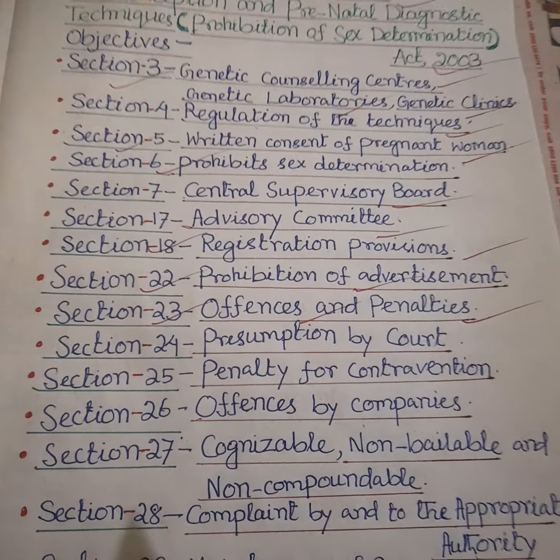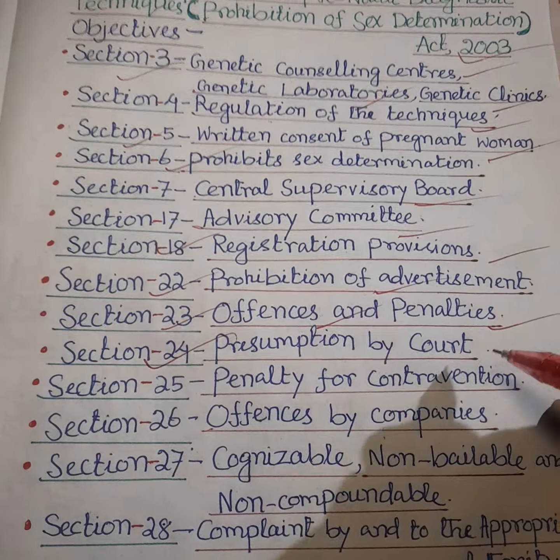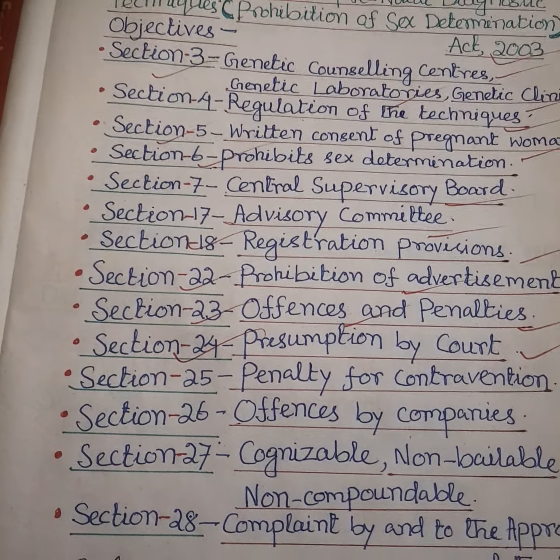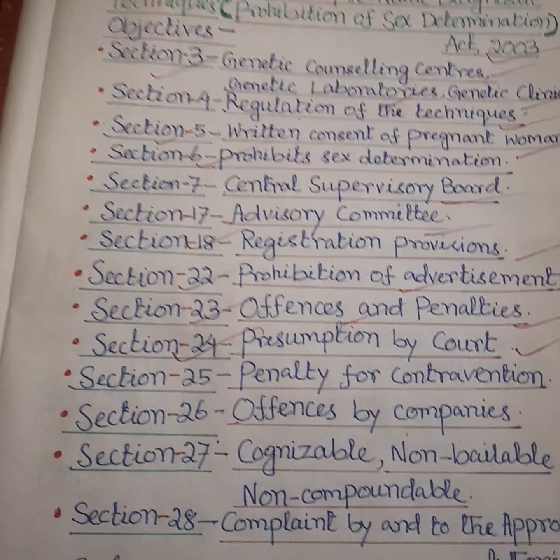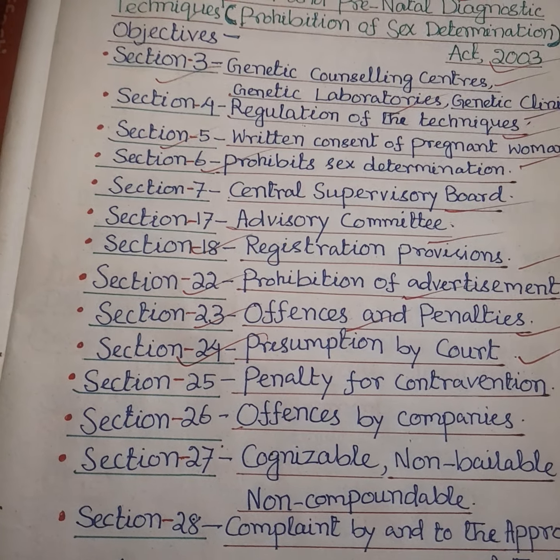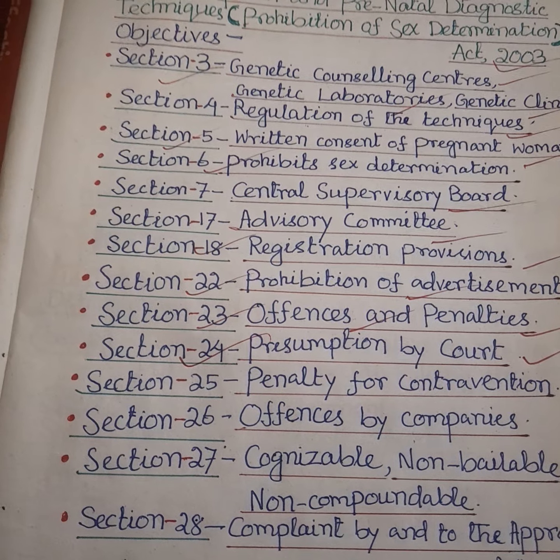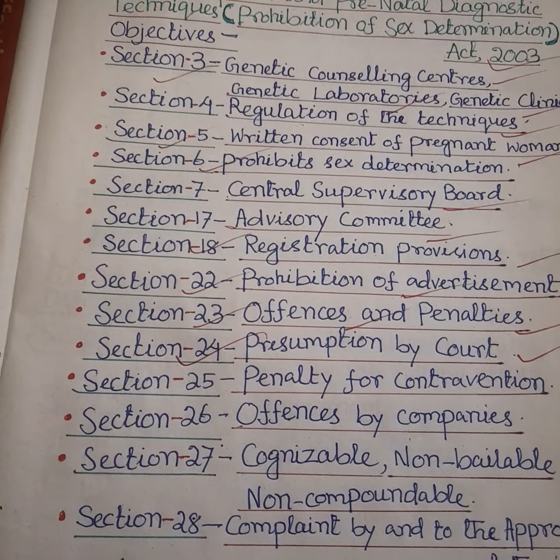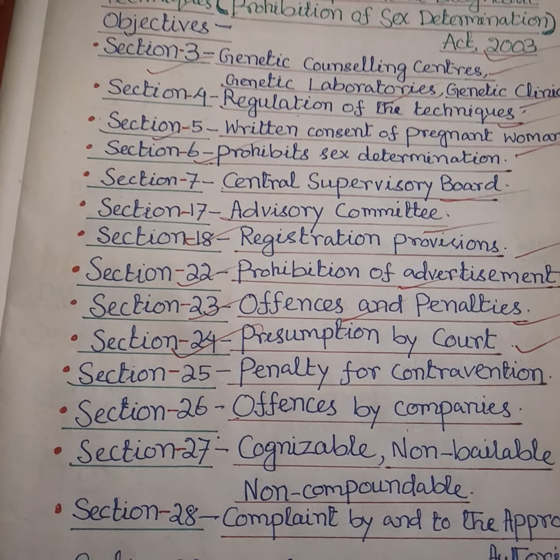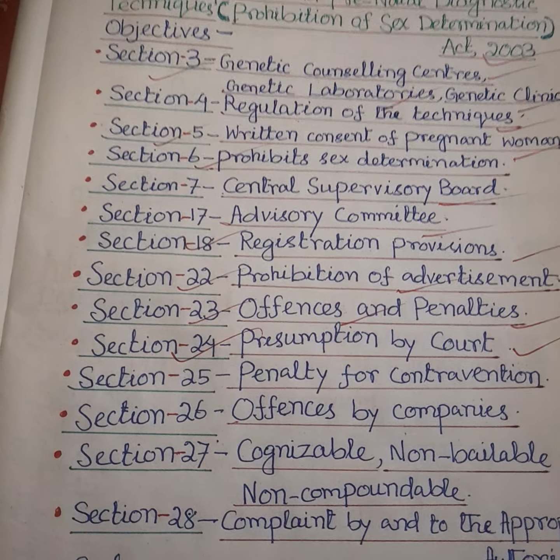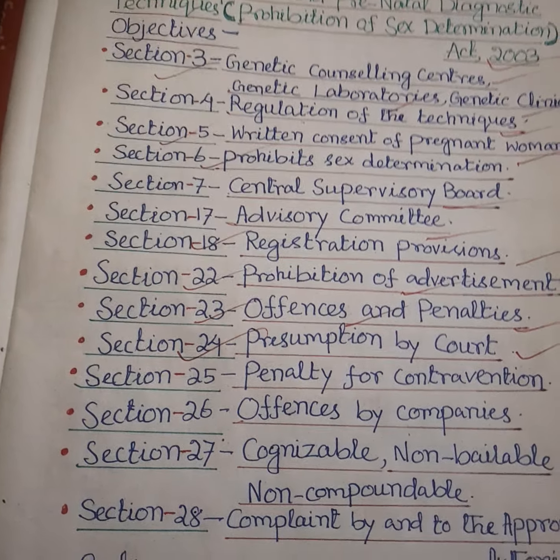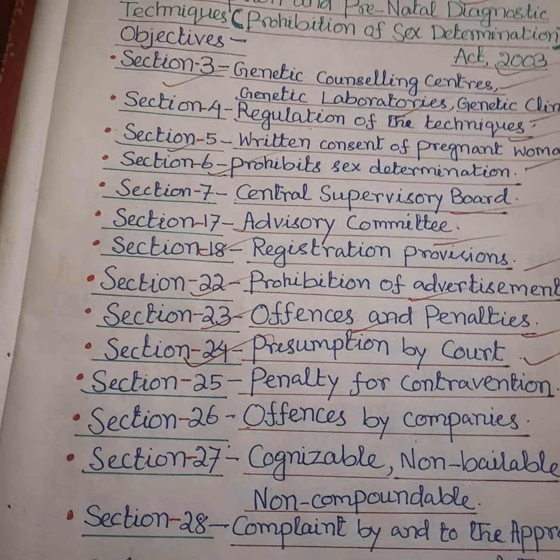As per the provisions under Section 24, relating to presumption by court, in the case of conduct of prenatal diagnostic techniques the court may presume, unless the contrary is proved, that the pregnant woman has been compelled by her husband or a relative to undergo prenatal diagnostic techniques, and such person shall be liable for abetment of the offence under Section 23 subsection 3, and shall be punishable accordingly.